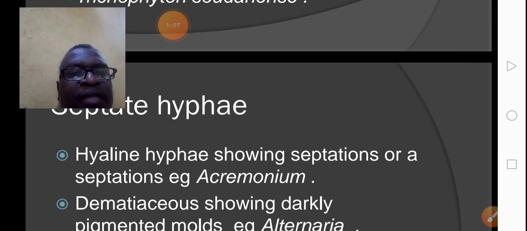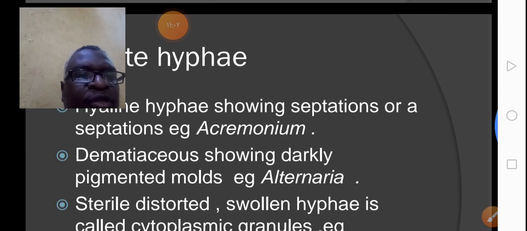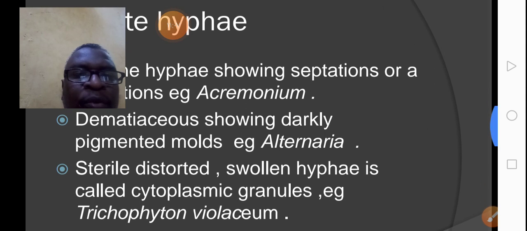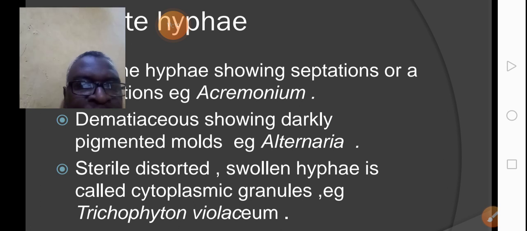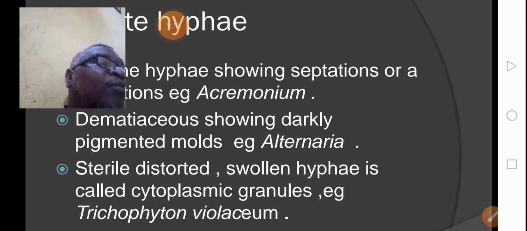Also, we have septate hyphae that, as we say, are hyaline, meaning transparent. We can see the septation, and septation is like Acremonium. The dematiaceous shows dark, pigmented mold, such as Alternaria. We have sterile, distorted, swollen hyphae, with cytoplasmic granules, as we see in the previous picture, that are very large. As an example, we have Trichophyton violaceum. As you see, we have many different types of septate hyphae.